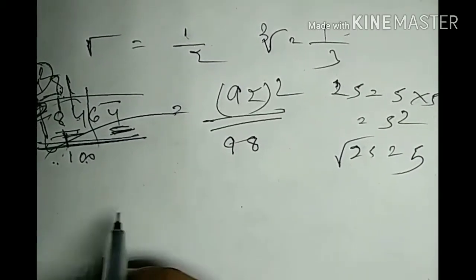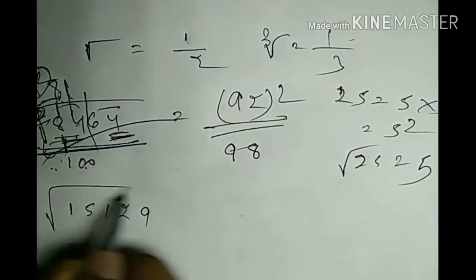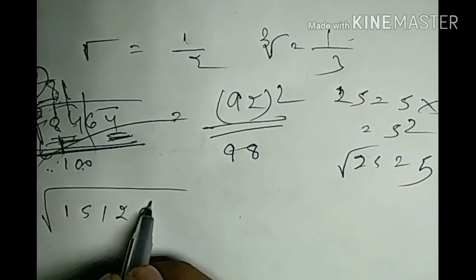Okay, then we find another square root. Square root of these numbers, pairing.